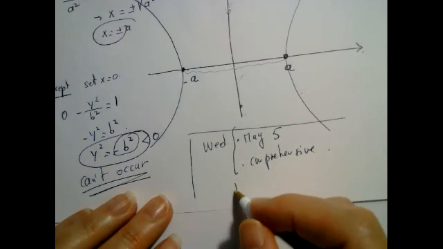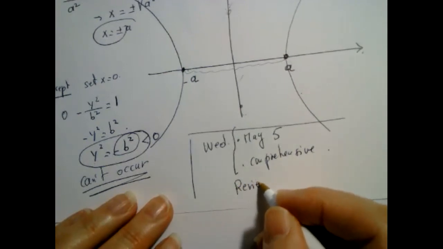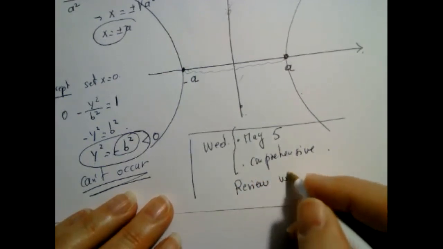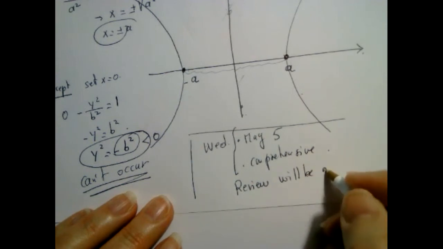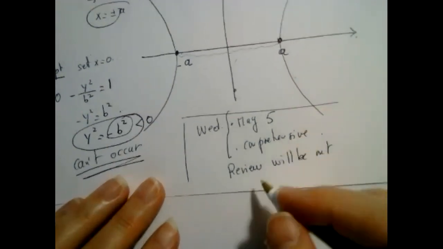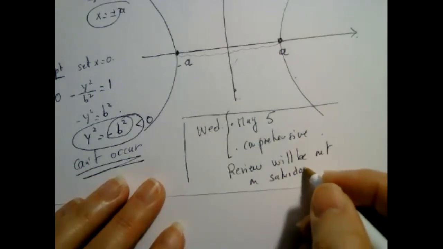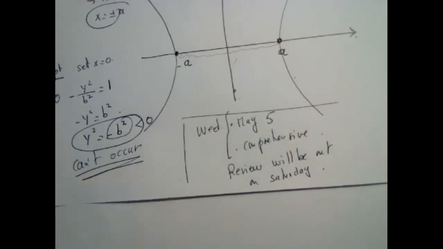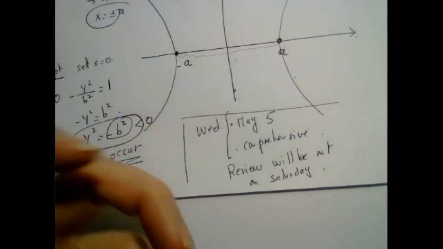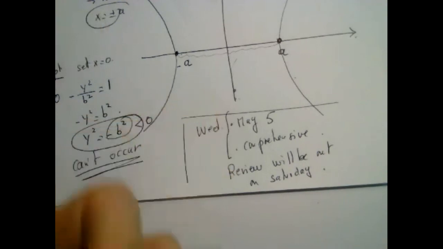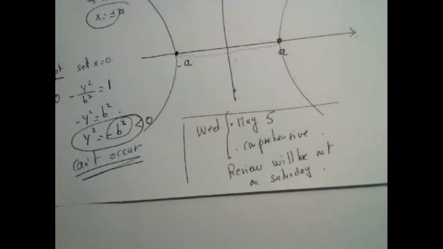A review will be out. Usually, I think on Saturday in this class, I will have the review at the latest. If I have it before, I will let you know. My review will consist basically of the review for exam 1 and the review for exam 2. I will put them together, and some extra problems for the material that we did after exam 2.